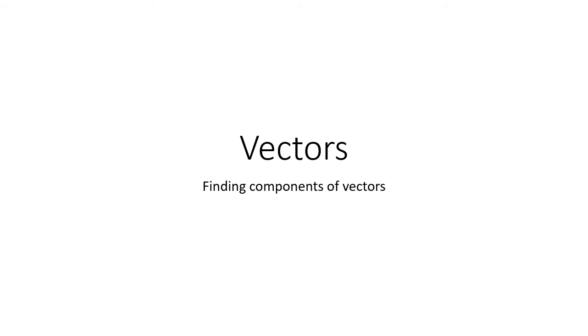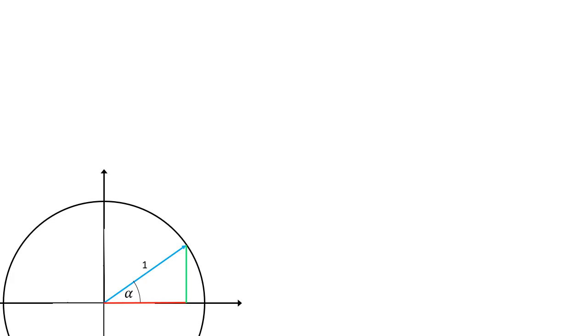Okay, now we get into the really cool part of vectors. So, given certain information of a vector, can we find its components? This diagram here on this screen should look very familiar to you if you're taking trigonometry. Okay, this is a unit circle.